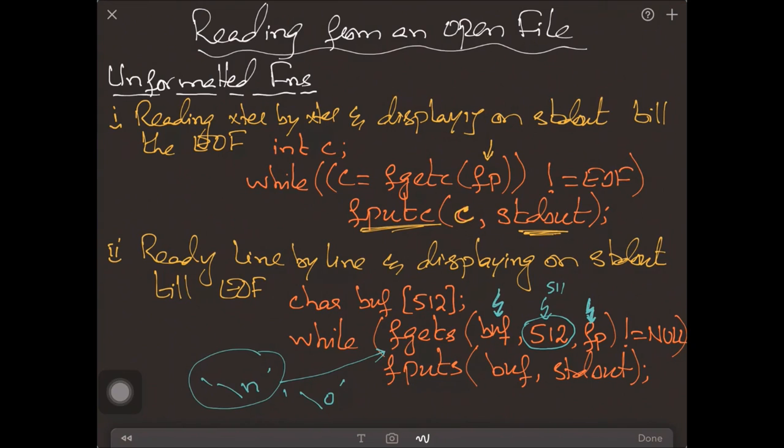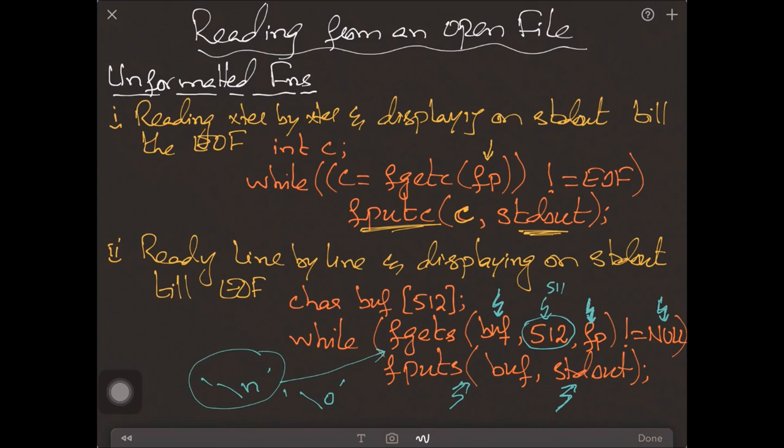So this while loop will continue reading line by line, and this fputs function will continue printing line by line. You could have used puts, but here I have used fputs, which is receiving the second argument, that is the stream on which you want to write. And over here it is stdout.